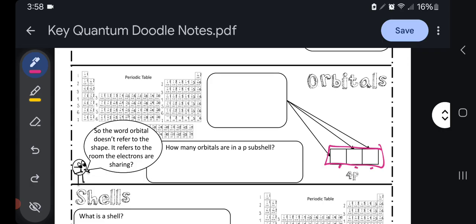Now sometimes they'll just say the p orbital, and that just means that that's the shape. But each one of these is an orbital as well. So there are 3. And they're like rooms that share electrons. Each one of these boxes over here is an orbital.